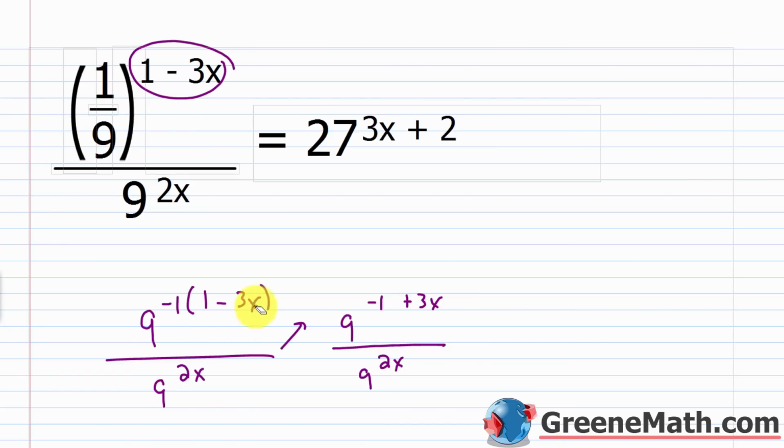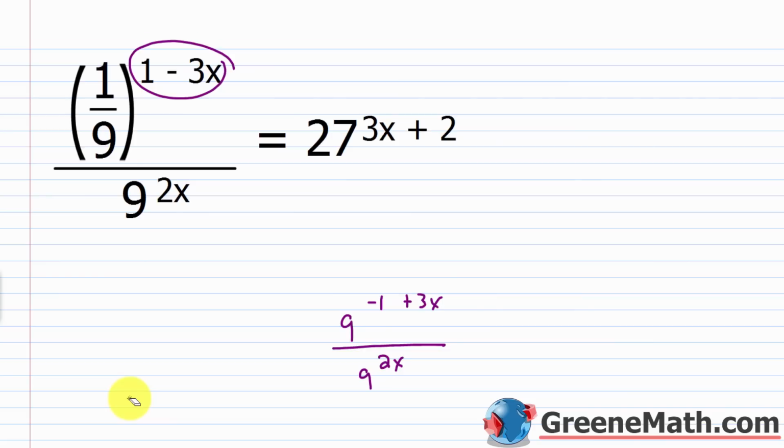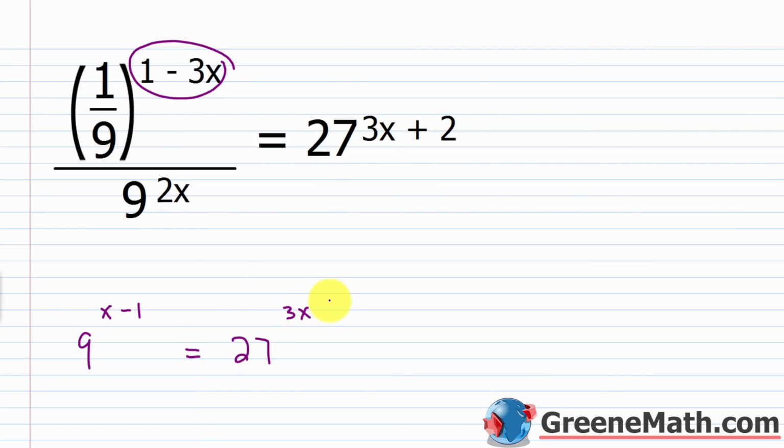Now, let me just erase this real quick. If we're dividing and we have the same base, the rule is we can take the exponent in the numerator and subtract away the exponent in the denominator. So essentially I could say this is 9 raised to the power of negative 1 plus 3x, and then we're subtracting away 2x. So let's erase this. 3x minus 2x is x. So I have x minus 1 as my exponent. So this is 9 raised to the power of x minus 1. So this equals 27 raised to the power of 3x plus 2.